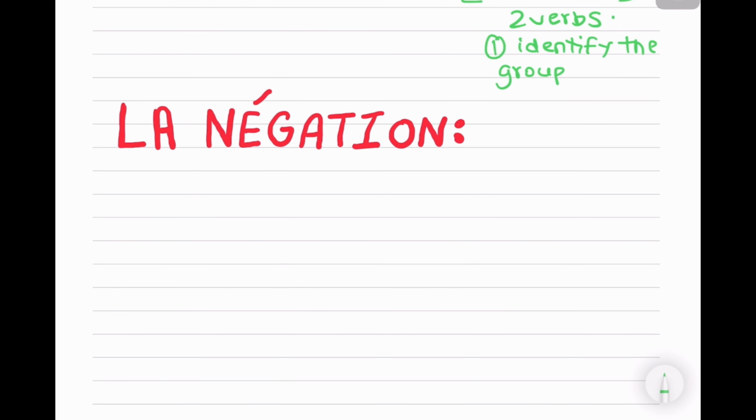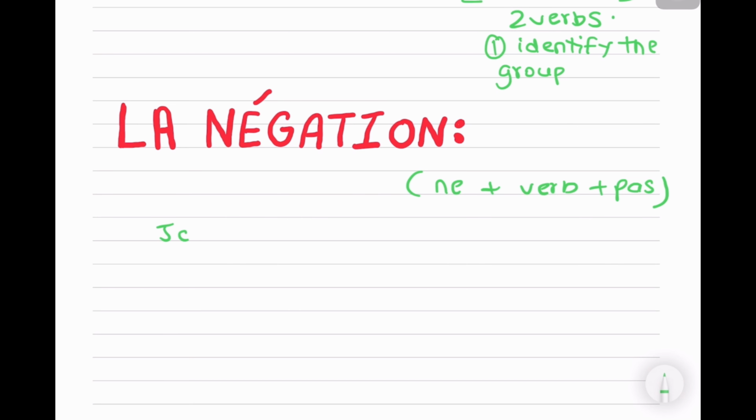La négation. Now we're going to do negative in passé composé. That is, how do we make a sentence negative in passé composé? Now we know negative is ne plus verb plus pas. For example, I choose this dress. I did not choose this dress. I speak in the class. I don't speak in the class, right?